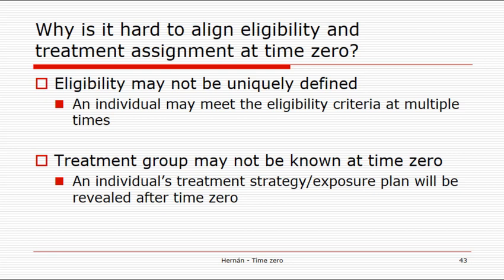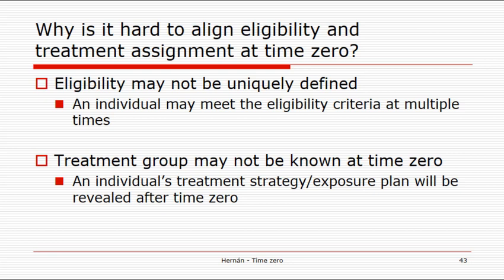Okay, so why is this a problem, that time zero is not correctly assigned in many observational analyses? Well, there are two main problems. One is that in many observational analyses, people are eligible for the target trial at multiple times. And then which one is time zero? We have to choose one of those times only, but which one? So that is one problem. I'll talk about that. And the second problem, which I'm not going to discuss here in the interest of time, is that sometimes we don't know the treatment group at time zero because we don't know what people are going to be doing in the future, and we have to do some special things for that too.